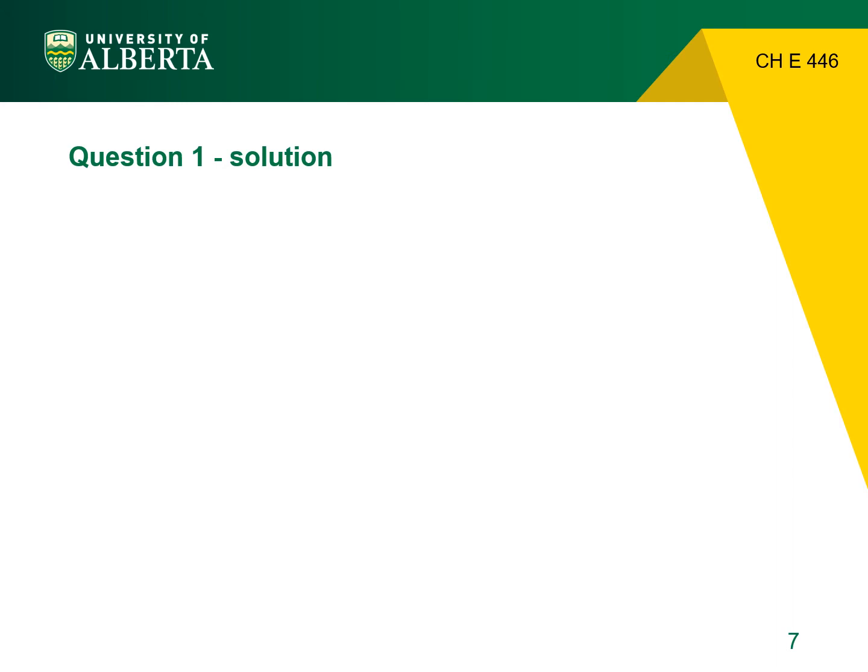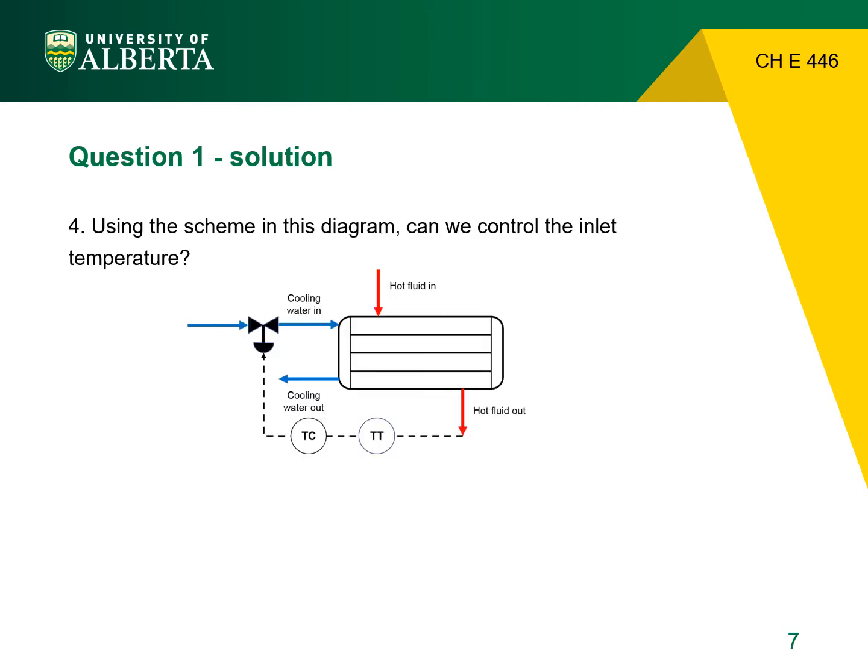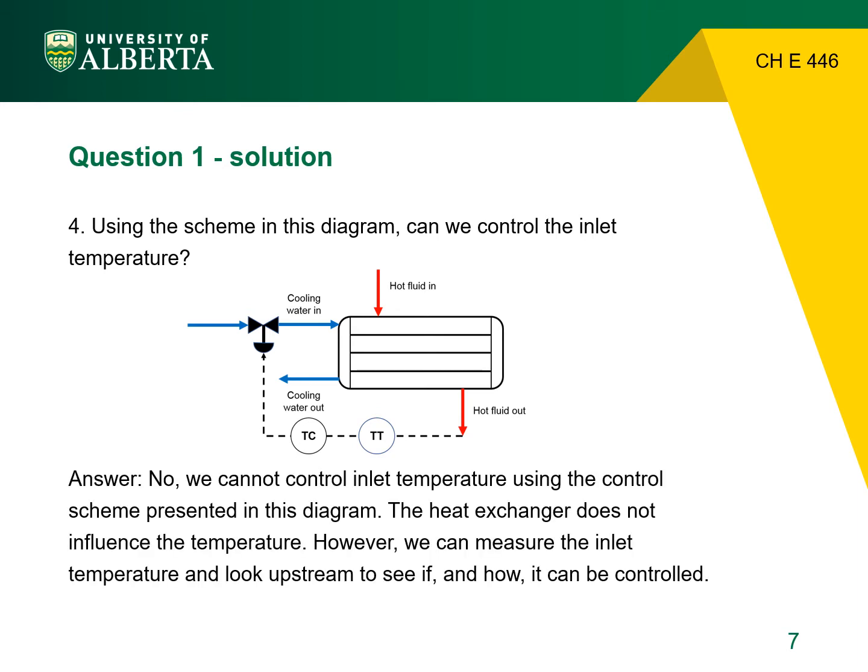In the final part of question 1, we are asked if the control diagram we have devised is capable of controlling the inlet temperature. This current schematic is representative of a feedback control system in which the hot fluid outlet temperature is the controlled variable. The heat exchanger is able to influence the temperature of the hot fluid at its outlet, but not that at its inlet. Therefore, we cannot control the hot fluid inlet temperature using the presented control schematic. However, we can measure the inlet temperature and possibly control its temperature upstream separately.